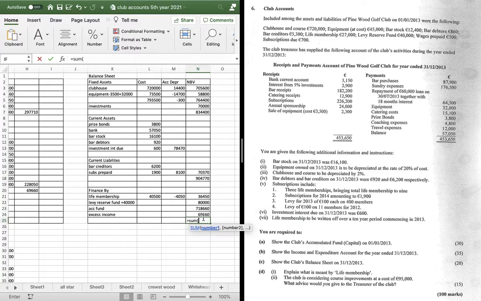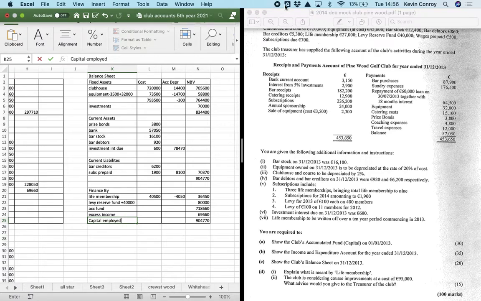And hopefully when we add up our finance, it adds up to 904,770, and it does, and that's known as capital employed. So there you go. That's it done. I'm just going to stop recording this and I'll take any questions then.